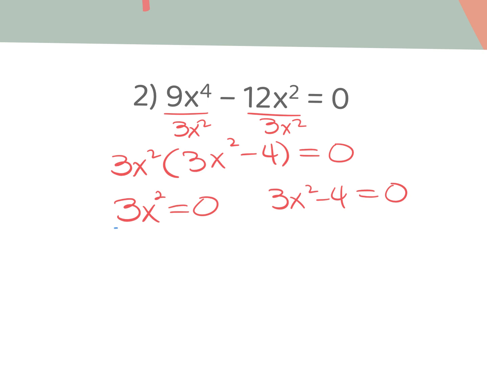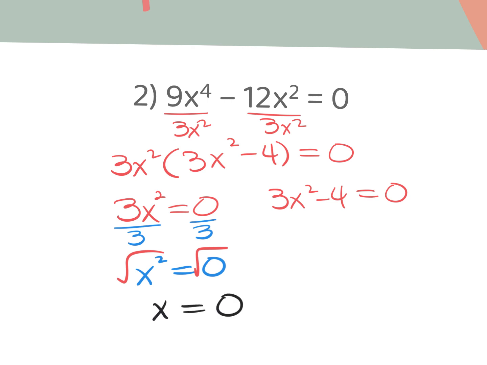Divide both sides by 3. I'm left with x squared equals 0. I need to square root both sides. And again, I end up with x equals 0. I'm not going to put plus minus 0 because I don't have a positive and negative 0. So again, this counts for 2 of my solutions.